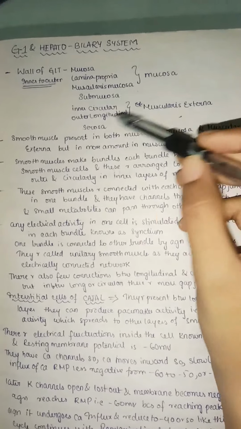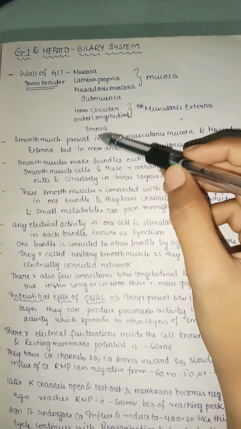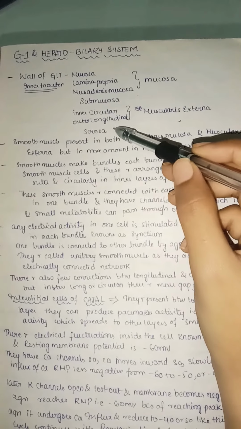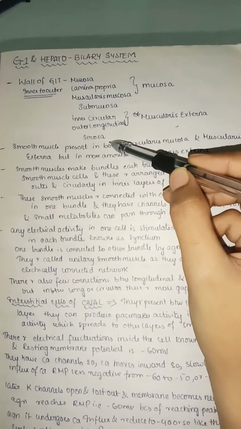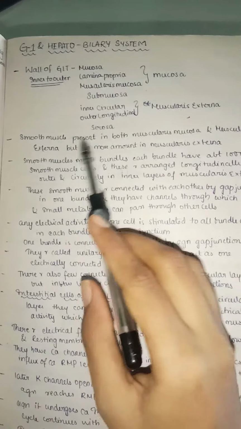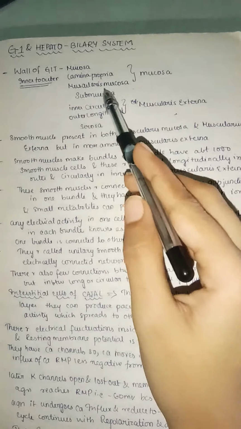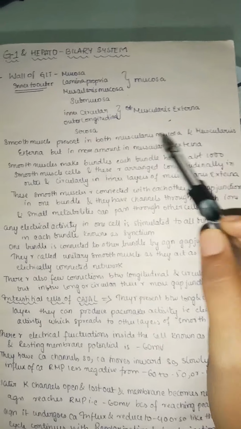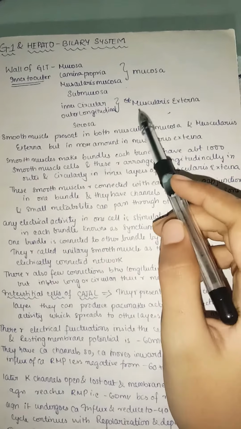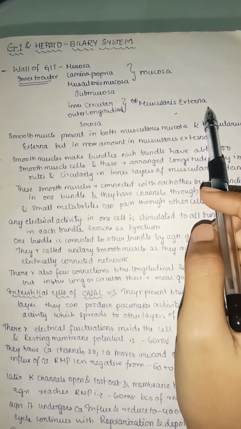Inside the muscularis externa we have the inner circular layer of smooth muscle and the outer longitudinal smooth muscle, and finally the outermost layer is the serosa layer. So this is the order from inside to the outside. The smooth muscle is present both in muscularis mucosa and also in the muscularis externa, but it is more in muscularis externa. So remember, muscularis externa has a lot of smooth muscle.